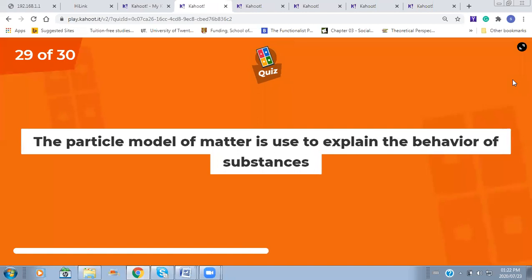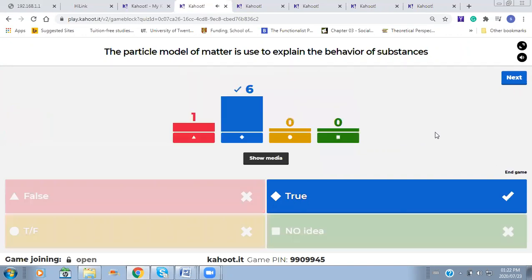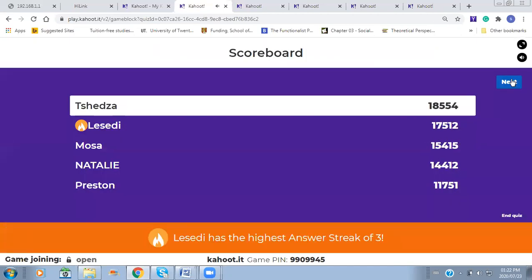29. The particle model of matter is used to explain the behavior of substances. False, true, true, false, no idea. Let's see. 10, 9, 8, 7. The clock is ticking. 2, 1, 0. Yes, 6 people got this one right, and only 1 person got it wrong. Let's go to the last.